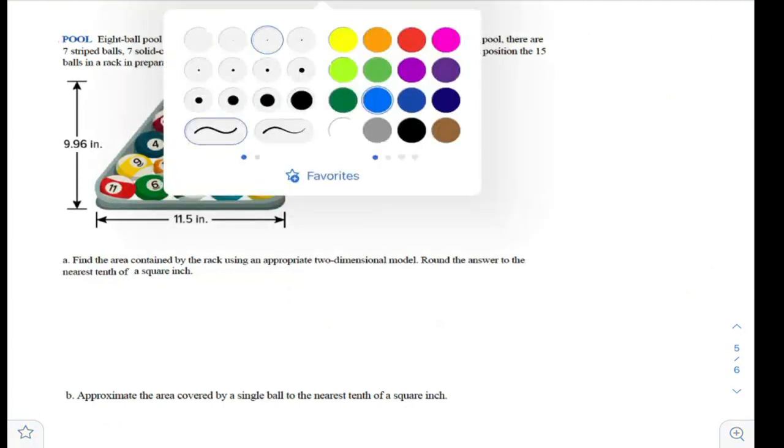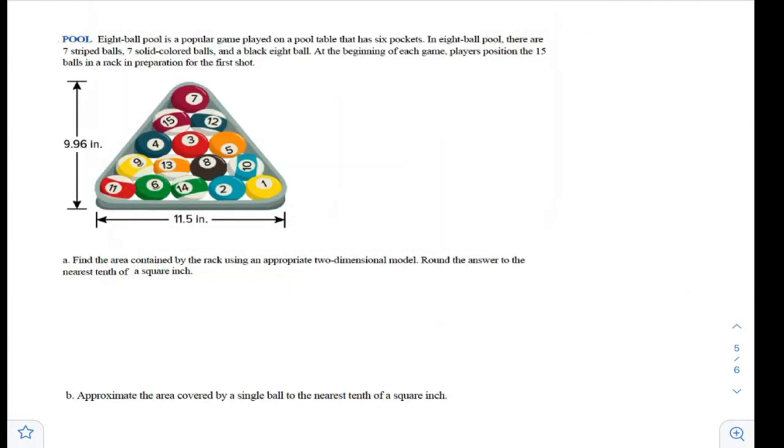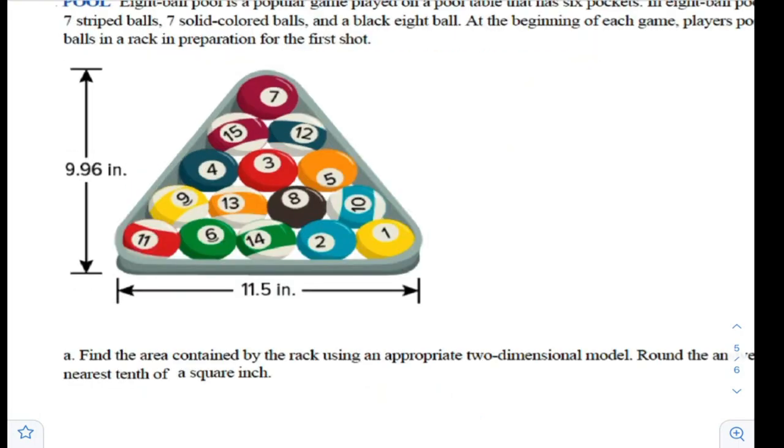Let's see here, how can we deal with this exercise? 8-ball pool is a popular game played on a pool table that has 6 pockets. In 8-ball pool, there are 7 striped balls, 7 solid colored balls, and the black 8 ball. So the total number of balls, and this is what we care about, is 15. We have 15 balls in total. And these are the dimensions given.